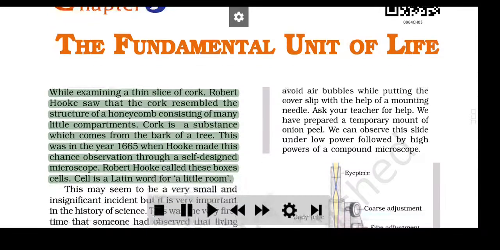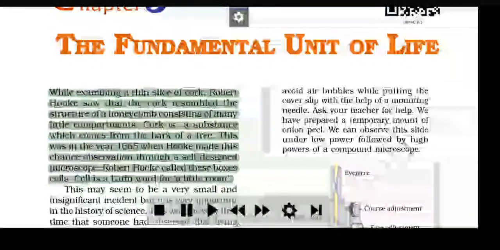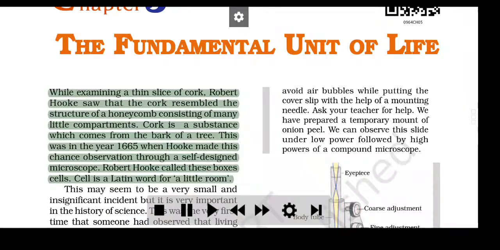Examining a thin slice of cork, Robert Hooke saw that the cork resembled the structure of a honeycomb consisting of many little compartments. Cork is a substance which comes from the bark of a tree. This was in the year 1665 when Hooke made this chance observation through a self-designed microscope. Robert Hooke called these boxes cells.